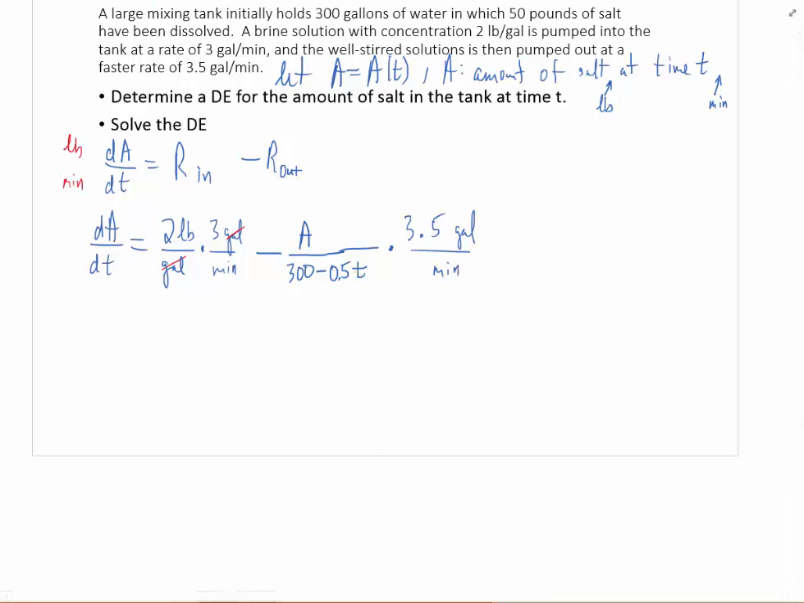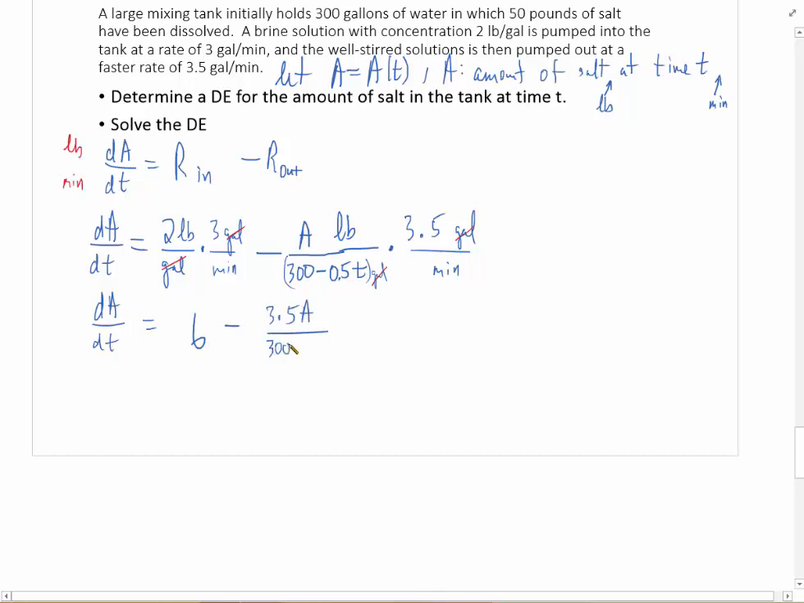All right, so remember this. A is a number of pounds, and the 300 minus 0.5t is going to be a number of gallons. Again, the gallons reduce out, and we do end up with pounds per minute. A little bit tougher, though, than the example we saw previously. And so now I can rewrite this. Let's just clean it up a little bit. I have dA/dt is equal to 6 minus 3.5A over 300 minus 0.5t.